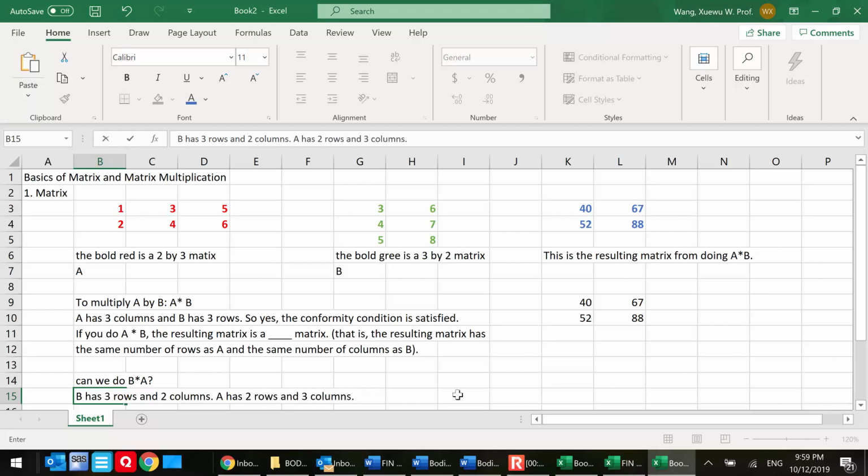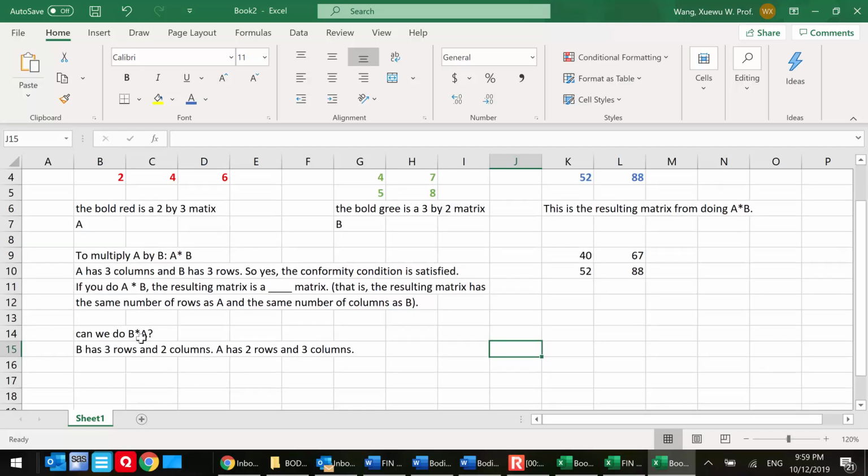So can we actually do this? We know the conformity condition is that for the matrix on the left, the number of columns should be the same as the number of rows for the matrix on the right. So if I do this, I'm going to have the 2 columns here and 2 rows here. Yes, they can cancel against each other. So I'm going to have a 3 by 3 matrix.